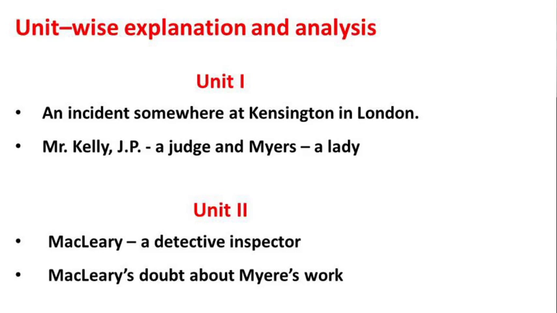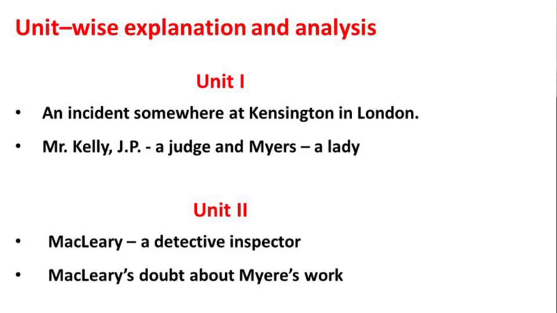The story is divided into 7 units. Let us know about the first unit. In the first unit, the author begins the story by telling that such a story could not have happened in Czechoslovakia or in France or in Germany except in England.